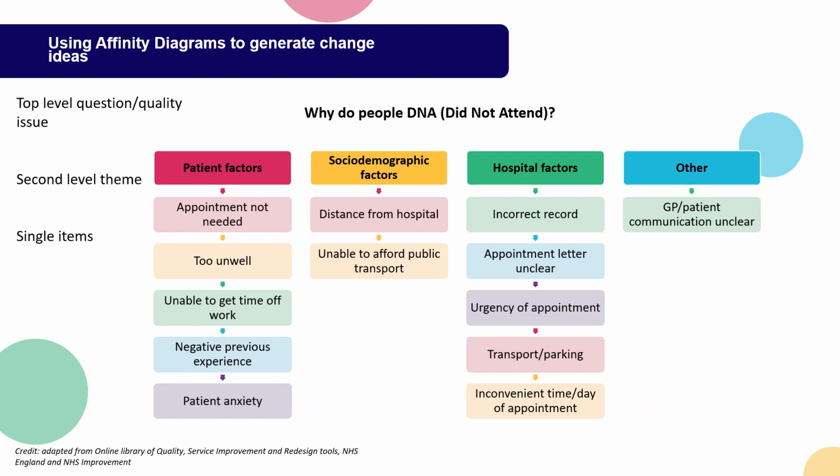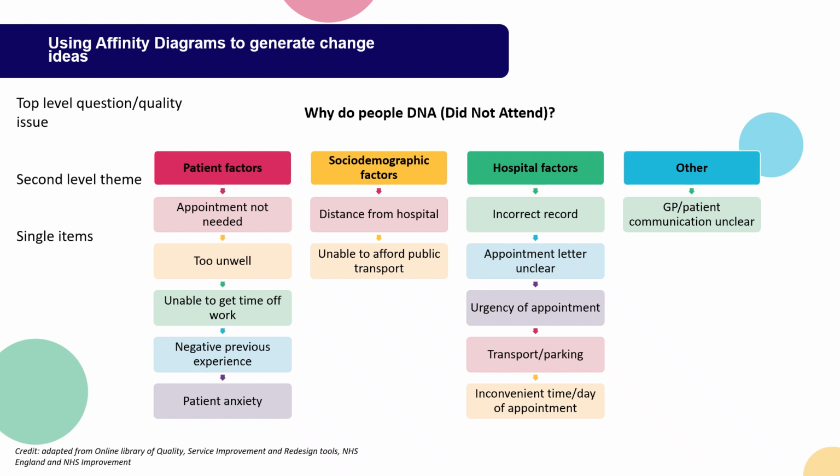For moving on to the next step and deciding on which change ideas to prioritize following the affinity diagram, you can use a simple voting system within your stakeholder group or team. Everyone simply puts a dot next to the change idea that they think is the priority, and this might then be the first change that you make as part of your PDSA cycle.